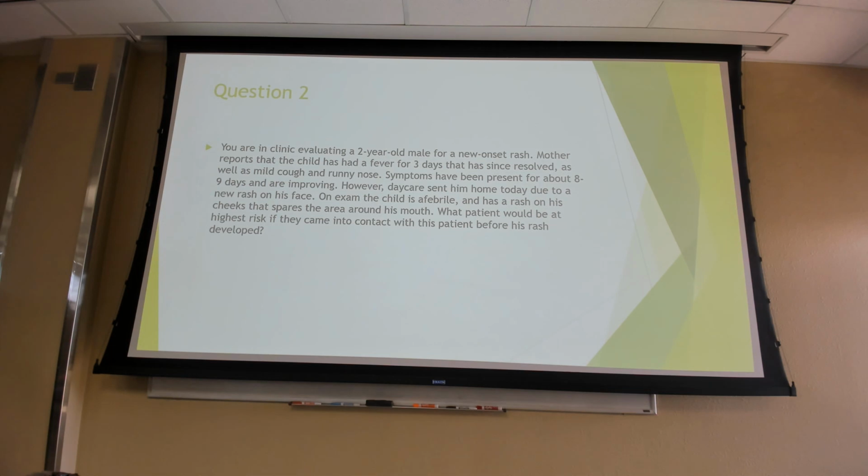Clinic evaluating a 2-year-old male for a new onset rash. Mom reports that the child has had a fever for 3 days, so 3 days for rash. So, fever for 3 days, since resolved, has a mild cough and runny nose. Symptoms have been present for 8 to 9 days, now improving. Daycare sent him home due to a new rash on face. On exam, the child is afebrile, has a rash on his cheeks that spares the area around his mouth. The patient would be at highest risk if he came into contact with which patient before the rash developed? So what does this patient have?